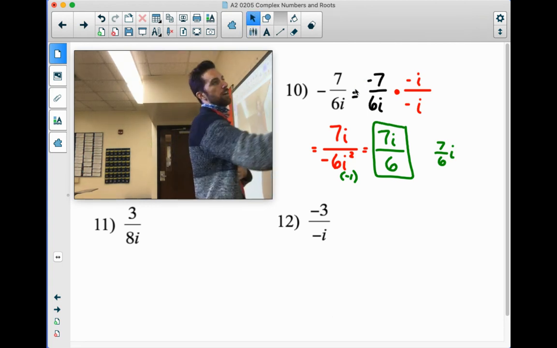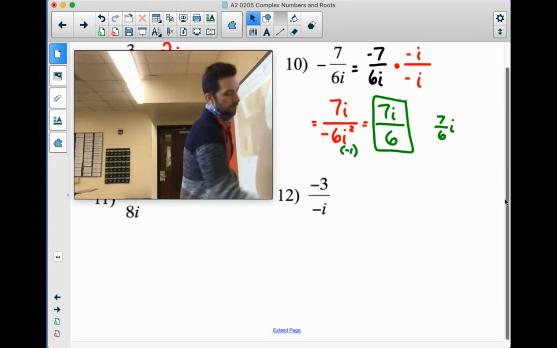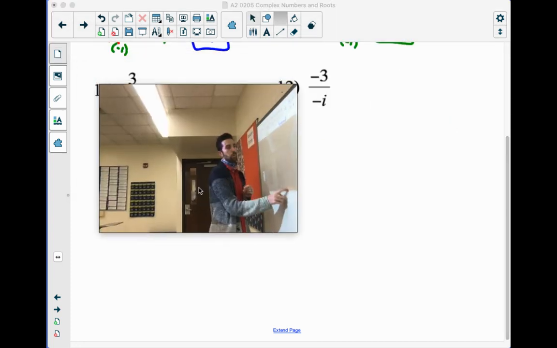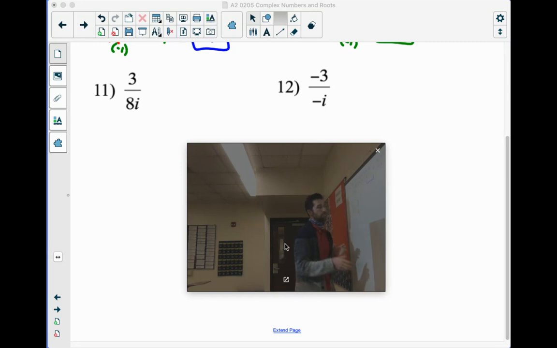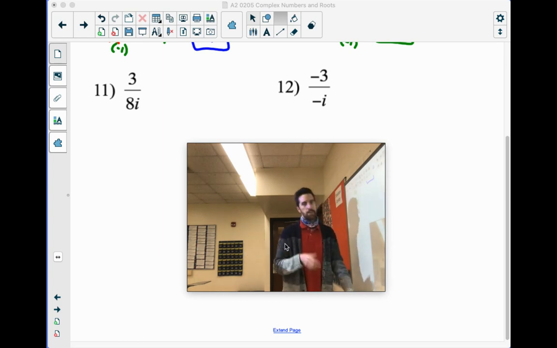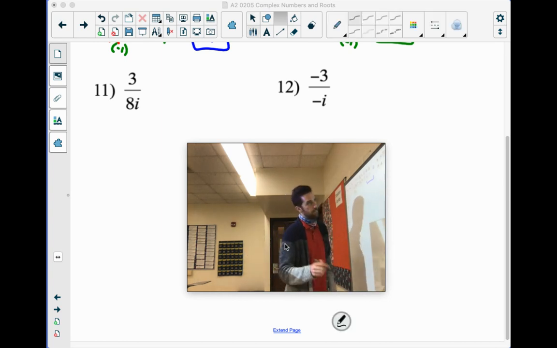So I want you to try these two out. You can just multiply by the i part, or if you want, like on number 11, you can multiply by negative 8i. On number 12, you can just multiply by i, right? So pause here, try it. I'm going to try knocking these out in this same video.